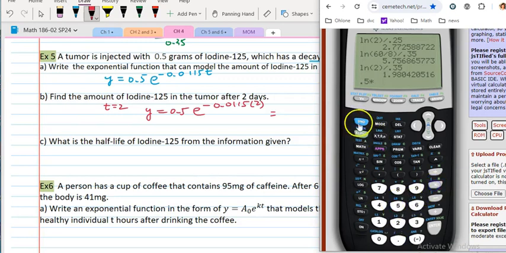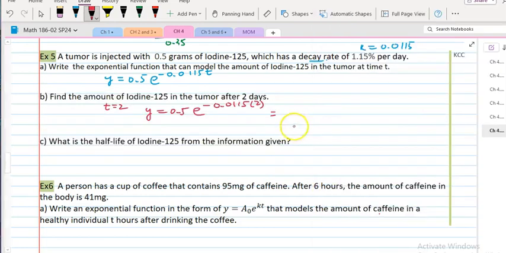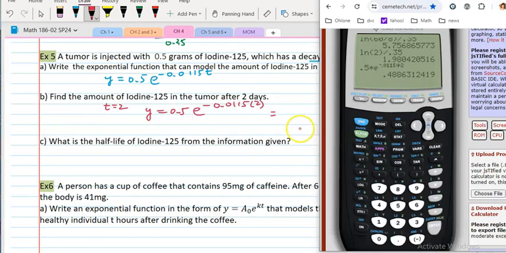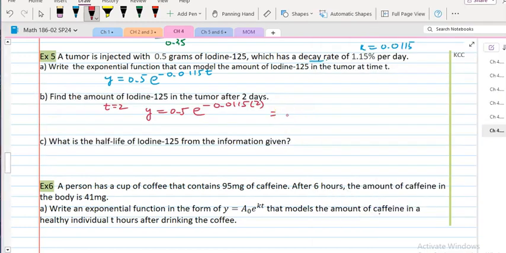0.5 times second ln is E, negative 0.0115 times 2, because they say 2 days, right? Because the rate is per day. So we get 0.4886. Let's do 4 decimal places, since it didn't say anything. 0.4886. It still has a lot of material there. Starting from 0.5, it just decayed a little bit.